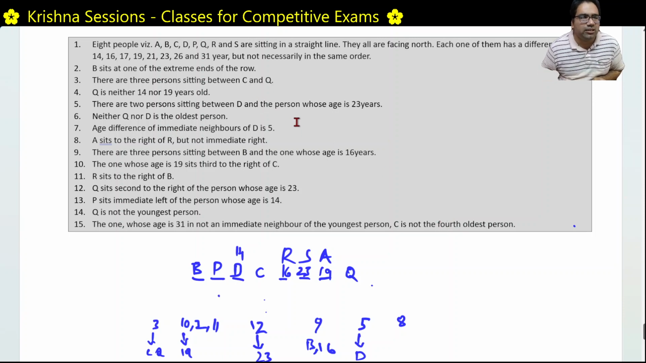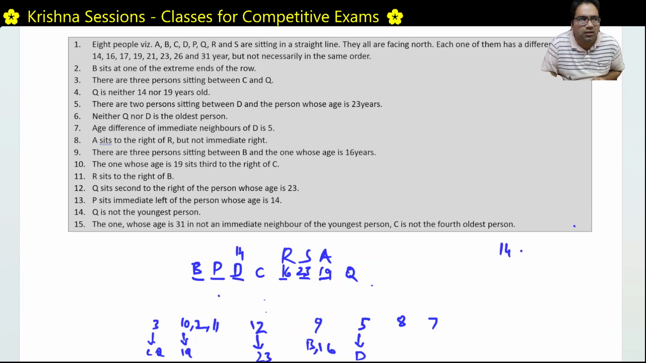Age difference of immediate neighbors of D is 5. Let's use this condition, number 7. Age difference of immediate neighbors of D is 5. What does that mean? What are all the ages? 14, 16, 17, 19, 21, 23, 26, 31. In all these cases, which all have the difference of 5?